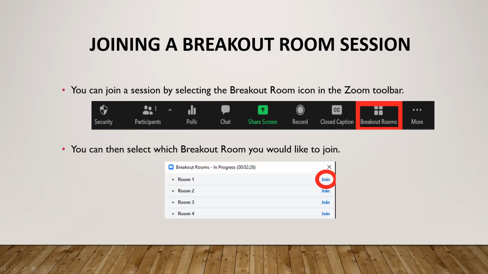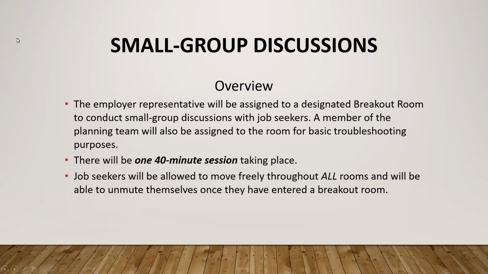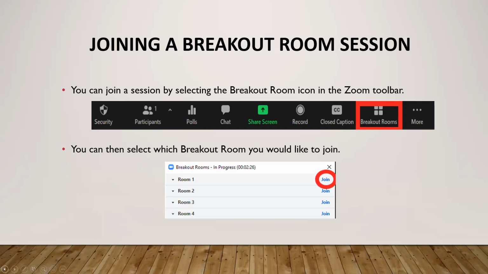Next slide that we have is just some basic instructional slides for you. So you will see here a screenshot of the toolbar. When I open up the breakout rooms for today's event, you will see an icon in your toolbar, highlighted in the red square. What you'll do to enter a breakout room is click on that icon. It will then open up a window, which you see in the second screenshot.